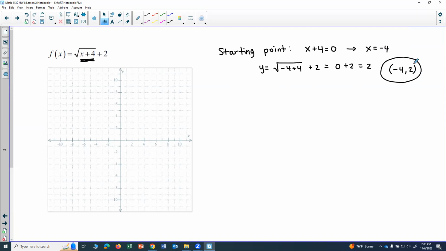I know that'll be the edge of my graph. It won't go to the left of that point. Now I have to pick 3 more x values.